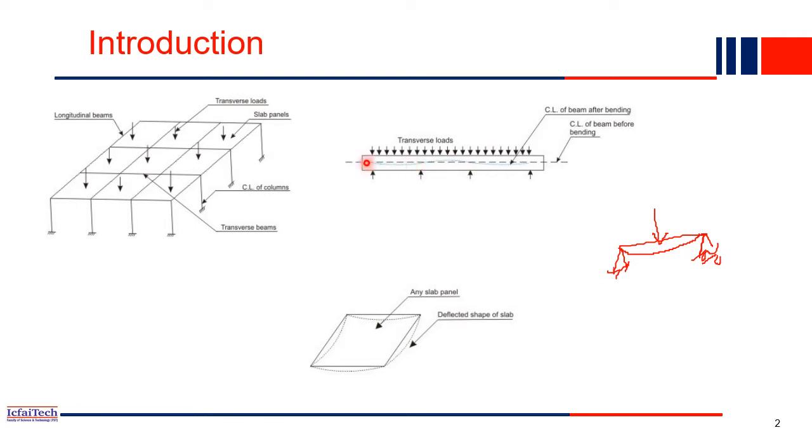So here you can see this is a beam and transverse loads are acting. Because of that, the beam will deflect, right? When the loads are applied, definitely beams will be deflecting. So you can see the beam has deflected here. The dotted line is the center line of the beam, and after application of the load, you can see that the beam has now deflected. Similarly, a slab will also deflect, in both directions. So you can see this is a slab, and in both directions we will see the deflections happen.